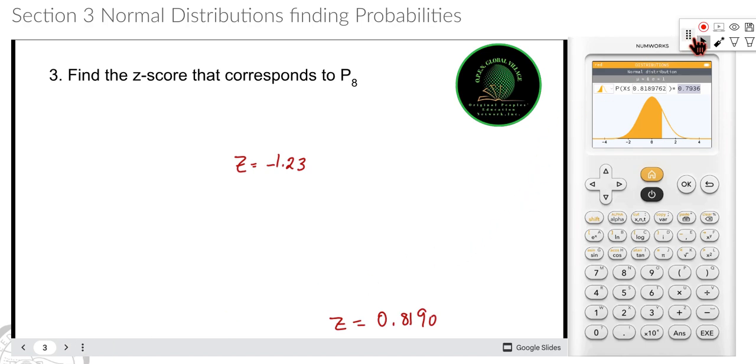So I think I can bring this. No, I can't bring that. We'll leave that there. Let me clear this out.